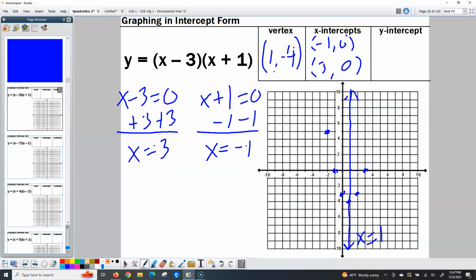So then I have this mirror thing going on over the axis of symmetry. So my quadratic should look something like that. Hopefully yours is a little bit smoother than that. But it should look something like that. My y-intercept is where x equals 0, where it crosses the y-axis. That would be at 0, negative 3.